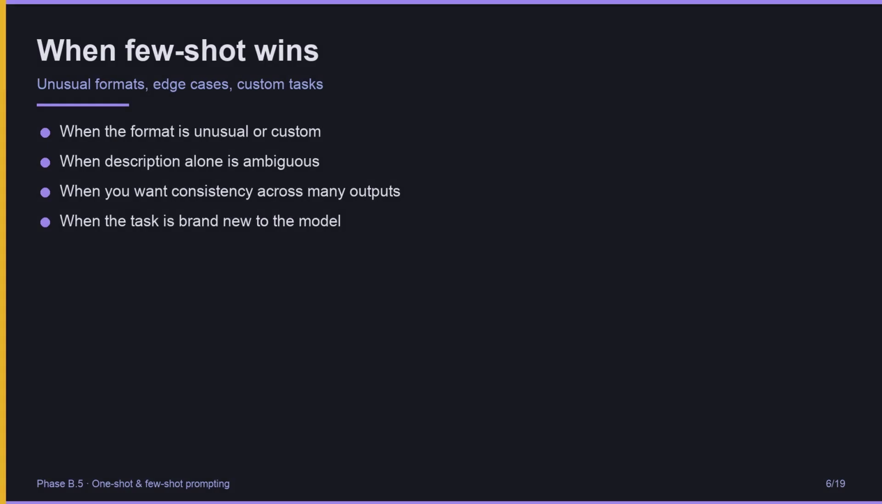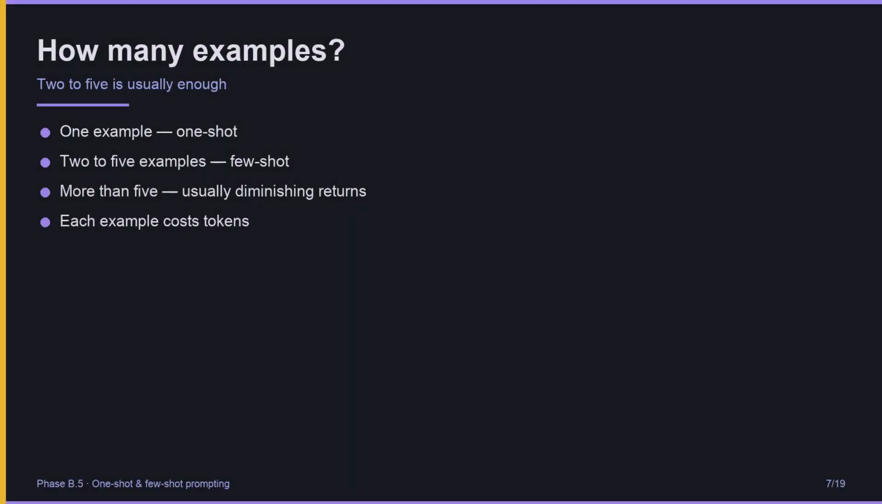When does few-shot win? When the format is unusual or custom, like the emoji example. When description alone is ambiguous, the model isn't sure what you mean. When you want consistency across many outputs, the examples pin down the format. And when the task is brand new to the model, few-shot gives it a pattern to follow that no amount of description can convey.